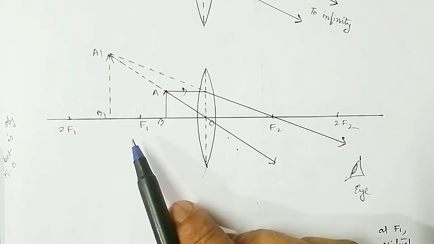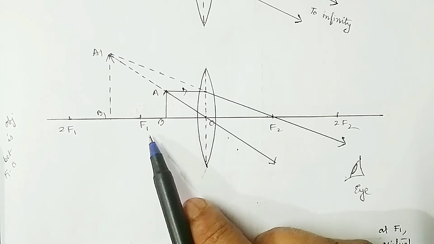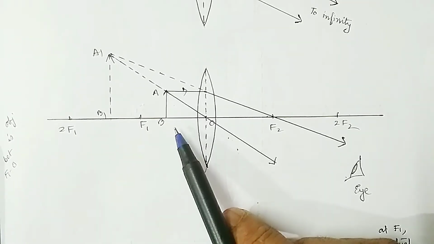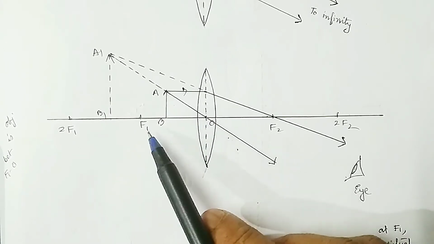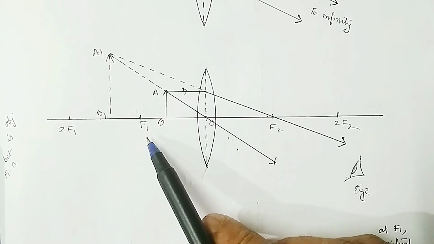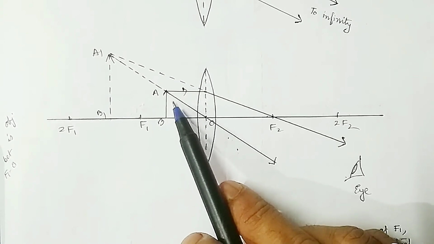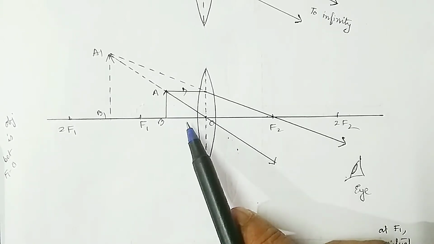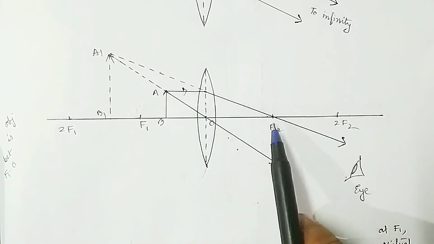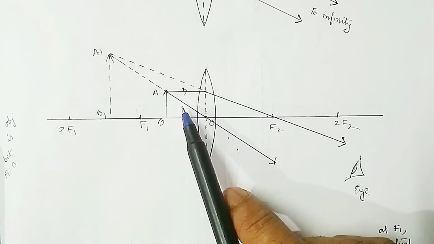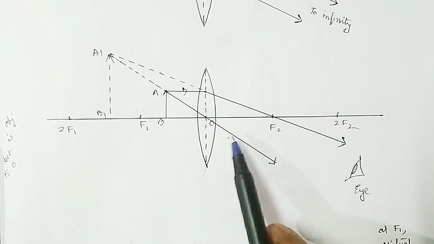Slowly we are moving the object towards the lens, and now the object is between the first principal focus and the optical center. Here AB is an object located between the optical center O and the first principal focus F1. Now a ray of light which starts from A and moves parallel to the principal axis, after refraction through the lens, passes to the second principal focus. Another ray of light starting from A, on passing through the optical center O, passes on undeviated.